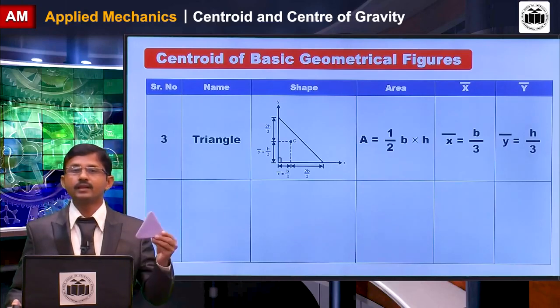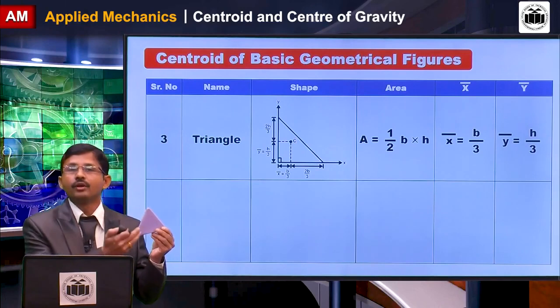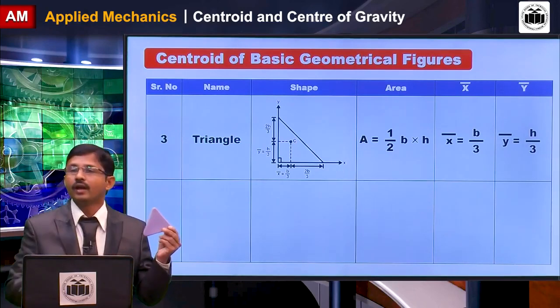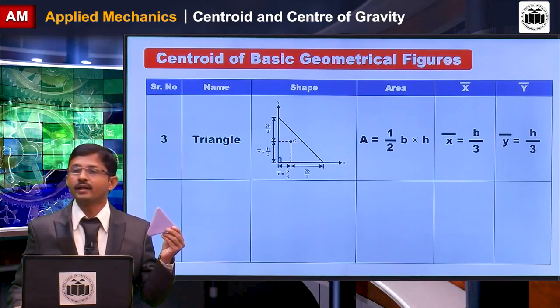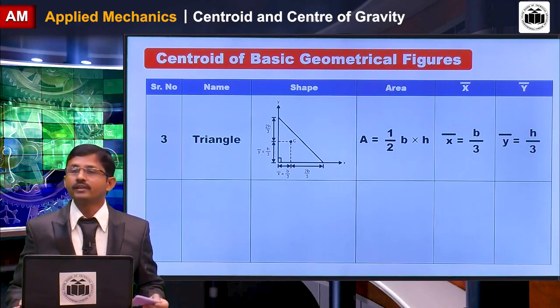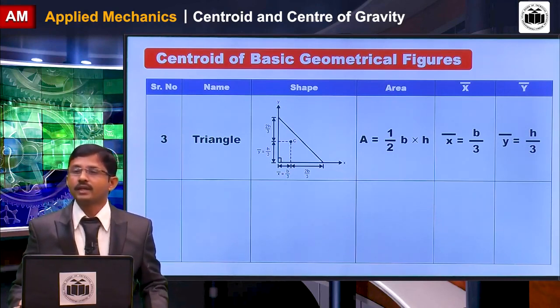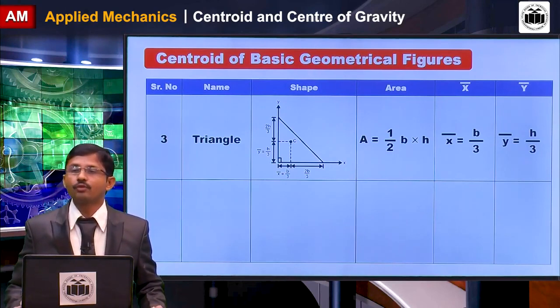The next figure is a triangle. The triangle has area 1/2 base into height, and the centroid is located at a distance B by 3 from the base and H by 3 from the Y axis.